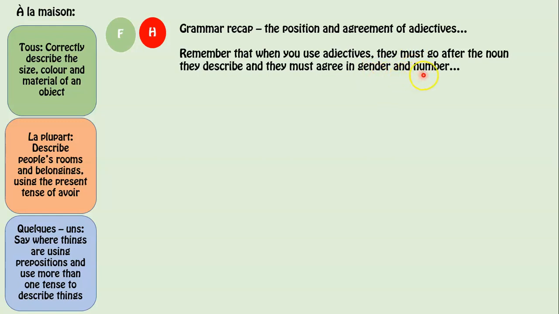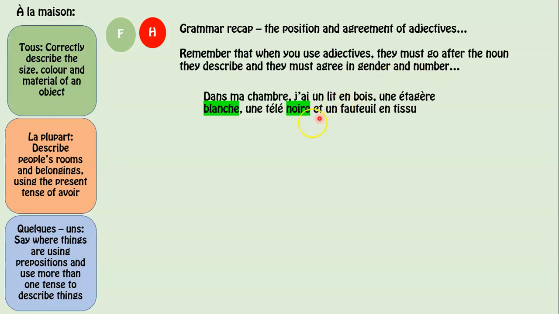Okay, if you had more than one étagère, then there would be blanche. Think about what might go on the end of blanche. Okay, so une étagère blanche, une télé noire, un fauteuil en tissu. So you've got the noir there. Again, the spelling has changed.